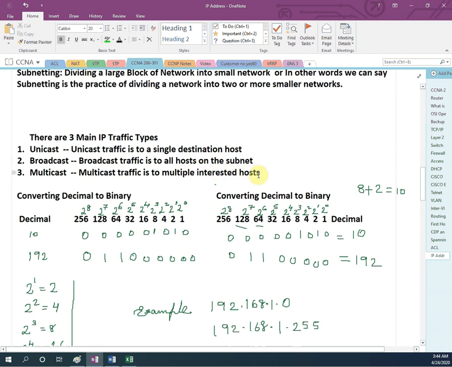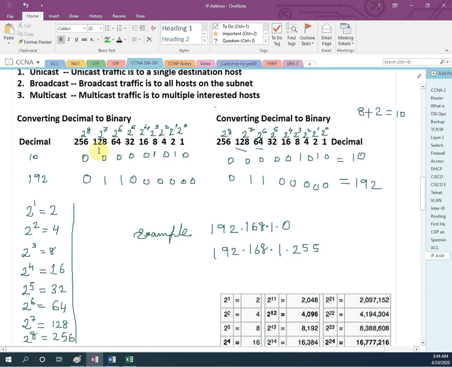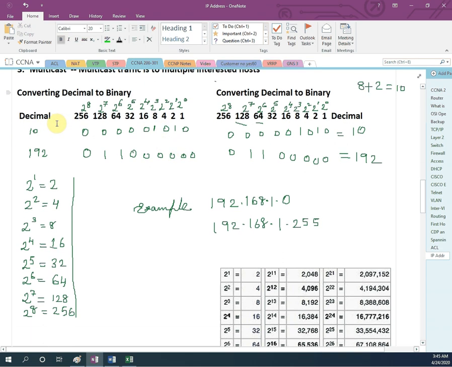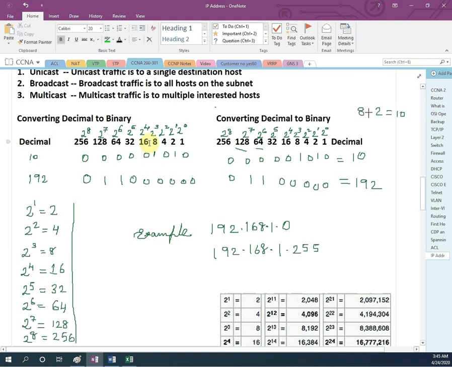Before doing the subnetting, we need to know the conversion of decimal to binary and binary to decimal. This is basic and I know everyone knows it, but anyhow we will revise it. We are using these tables, so we need to have a look and remember some points so we can easily do the subnetting. So here, converting decimal to binary.